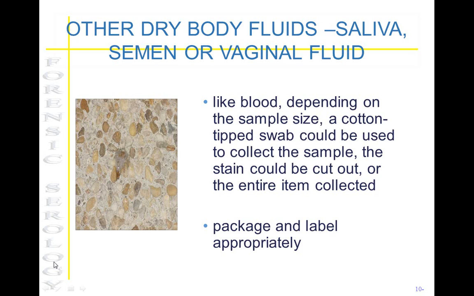There might also be dried body fluids, such as saliva, semen, or vaginal fluid. And in this condition, like blood, depending on the size of the sample, you can use a slightly moistened cotton tip swab to collect the sample, or depending on what the sample is contained on, you may be able to cut out that stain or collect the entire item.